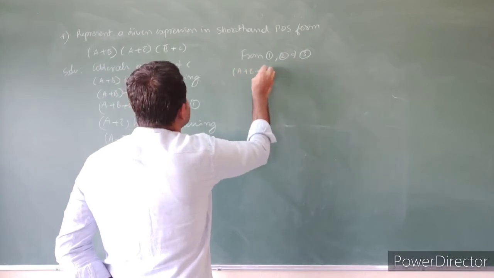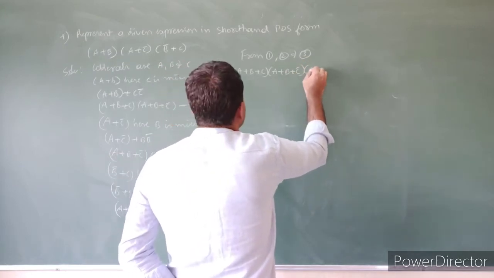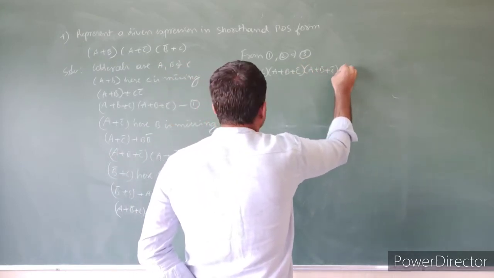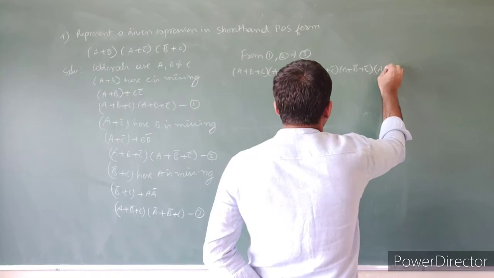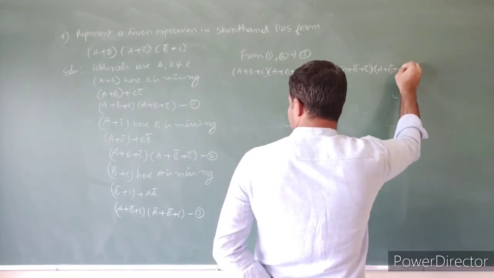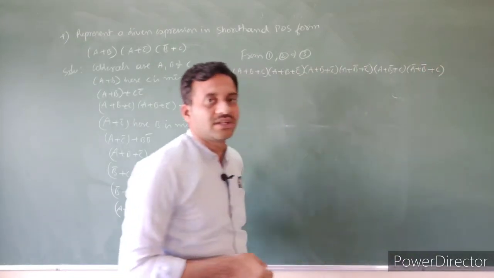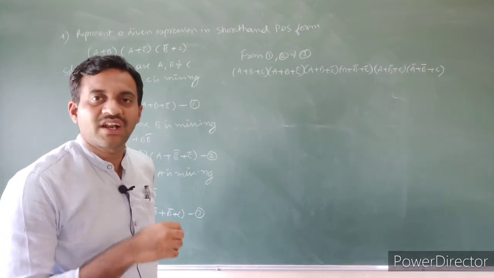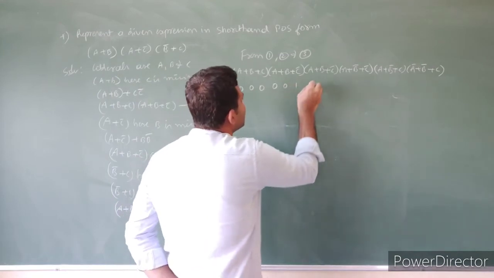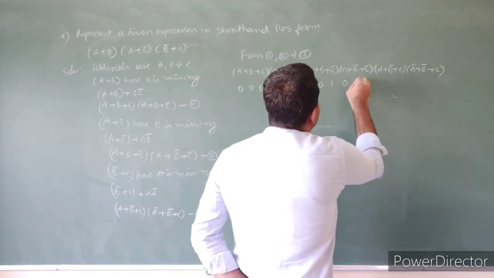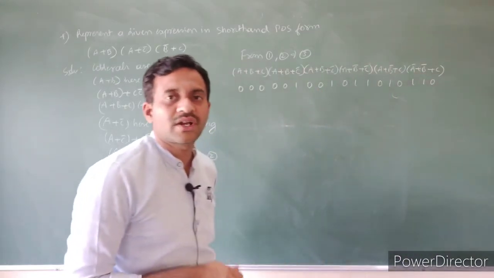A plus B plus C, A plus B plus C bar, then A plus B plus C bar, A plus B bar plus C bar, then A plus B bar plus C, then A bar plus B bar plus C. So it is a combined expression. Then write the binary equivalent. Binary equivalents are 0, 0, 0, 0, 0, 1, 0, 1, 0, 0, 1, 1, 1, 0, 1, 1, 0.